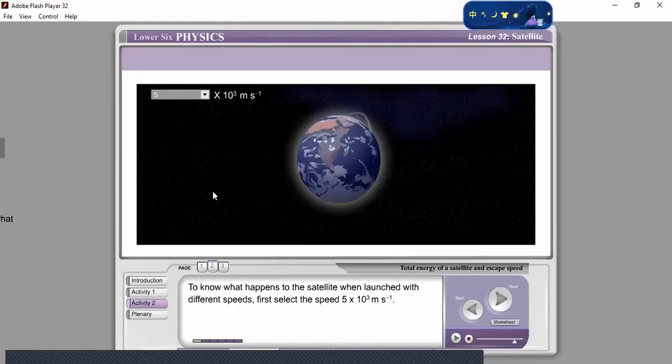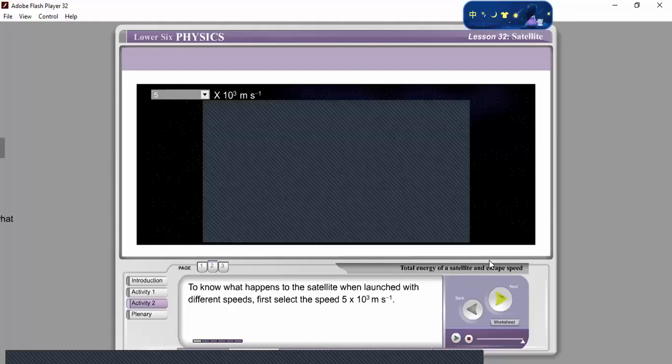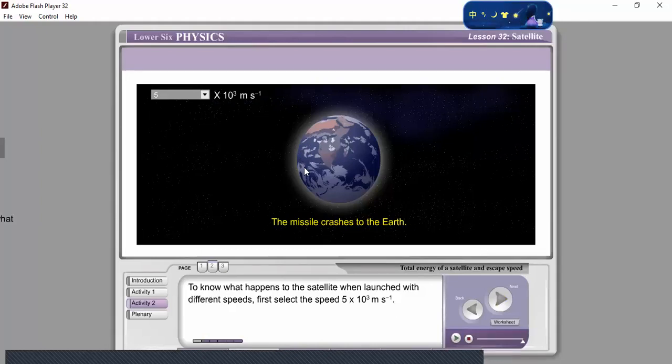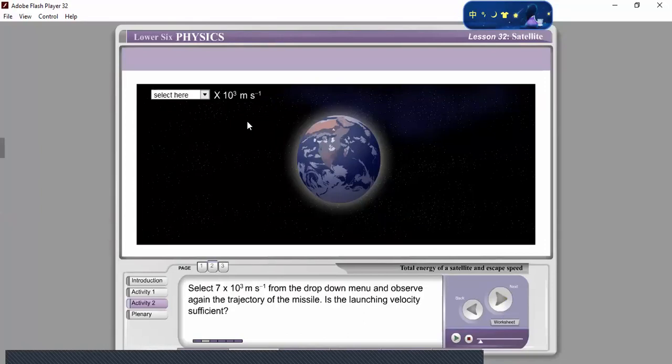Launching. The missile crashes to the Earth. So this means that the missile or the satellite will fall back and crash to the Earth. Select 7 times 10 to the power 3 meters per second from the drop-down menu and observe again the trajectory of the missile. Is the launching velocity sufficient? So now I choose 7 times 10 to the power 3. No, the missile again crashes to the Earth.